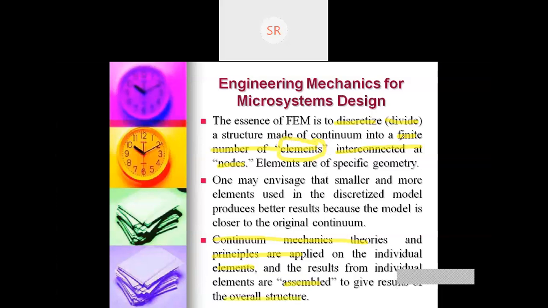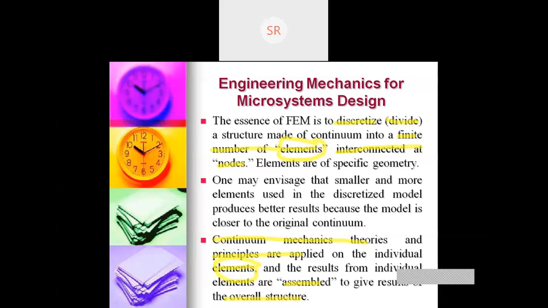So that means I'll apply the theory of mechanics to the element, then whatever result I got on the element, they are assembled to give the result of the overall structure.